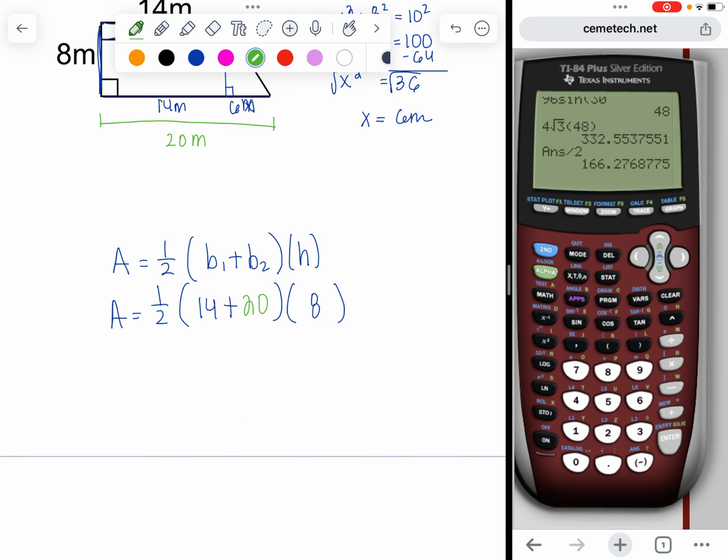20 right there, and now we can go ahead and put that in our calculator. So 34 times 8, that's 14 plus 20 is 34, times 8, and then divided by 2. 136 meters squared.